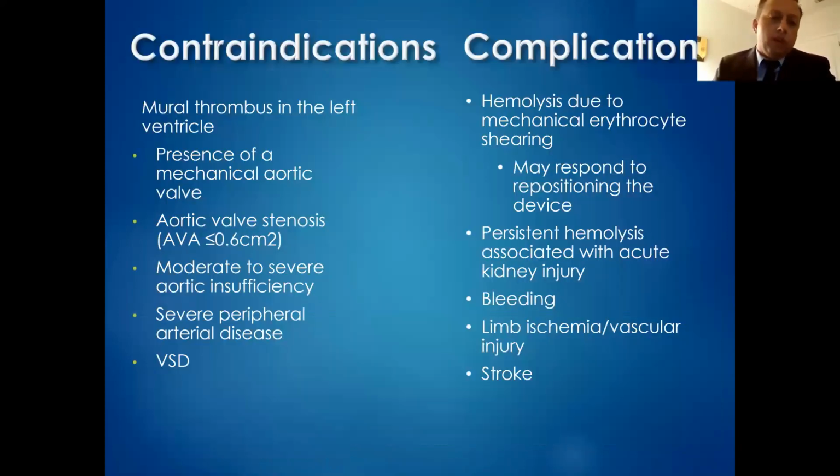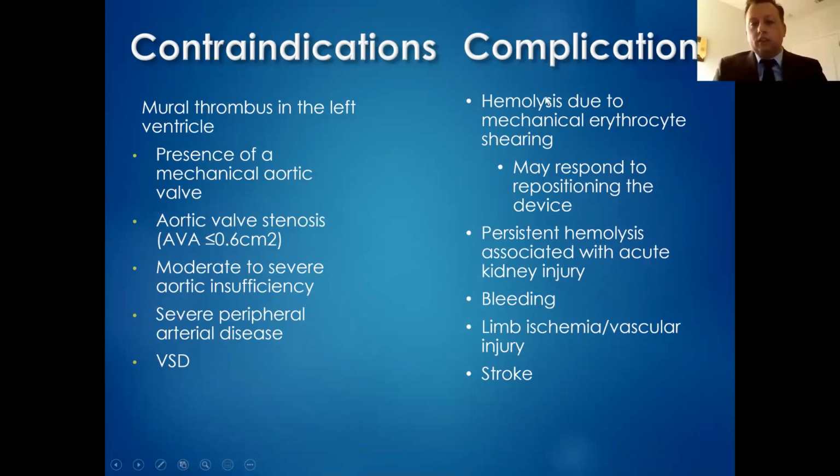Contraindications would be if the patient has a mural thrombus in the left ventricle, or the presence of a mechanical aortic valve. You can't pass the Impella through there, and you're going to have a lot of issues with that. If you have aortic valve stenosis with an aortic valve area less than 0.6 centimeters squared, has it been done? It has, but you'd better have the pump up and running by the time you get it across that valve, and the patient's not going to be doing very well. Other contraindications are moderate to severe aortic insufficiency, severe peripheral arterial disease, and a VSD. If they have a VSD, it's going to be sucking blood from the right, and the patient may become cyanotic.